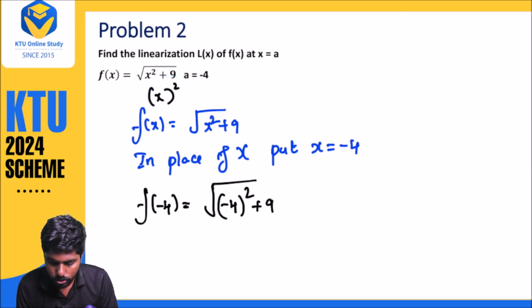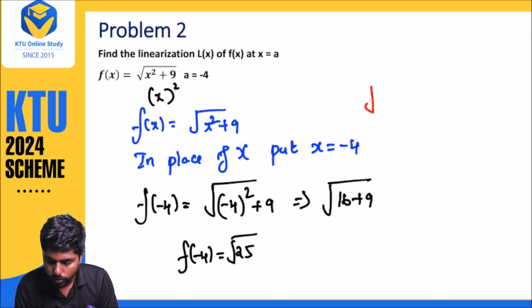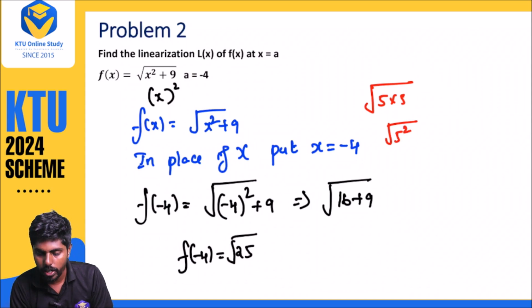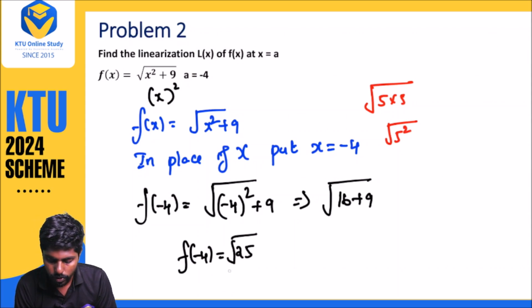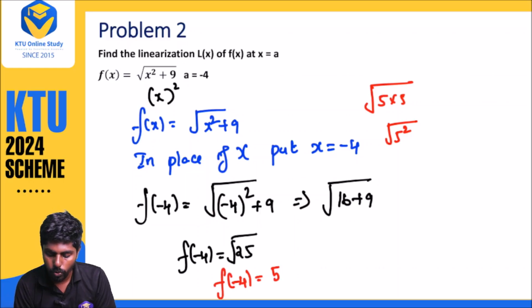So what will happen? It will become root of 4 square, that is 16, plus 9. So f of minus 4 is equal to root 25. What is root 25? We can say 5 into 5, that is 5 square, root of 5 square. I already told you, square root and square will cancel, so we will get f of minus 4 is equal to 5. So we got f of minus 4.